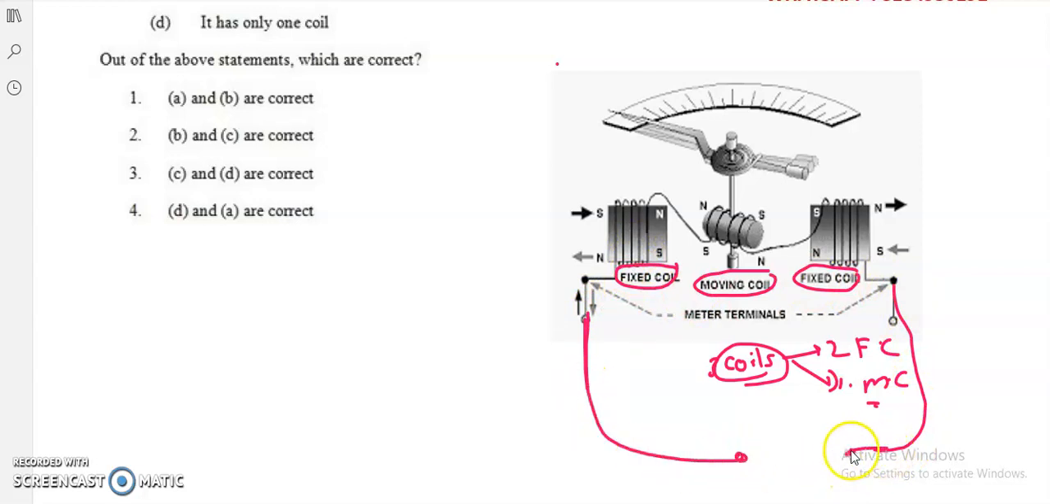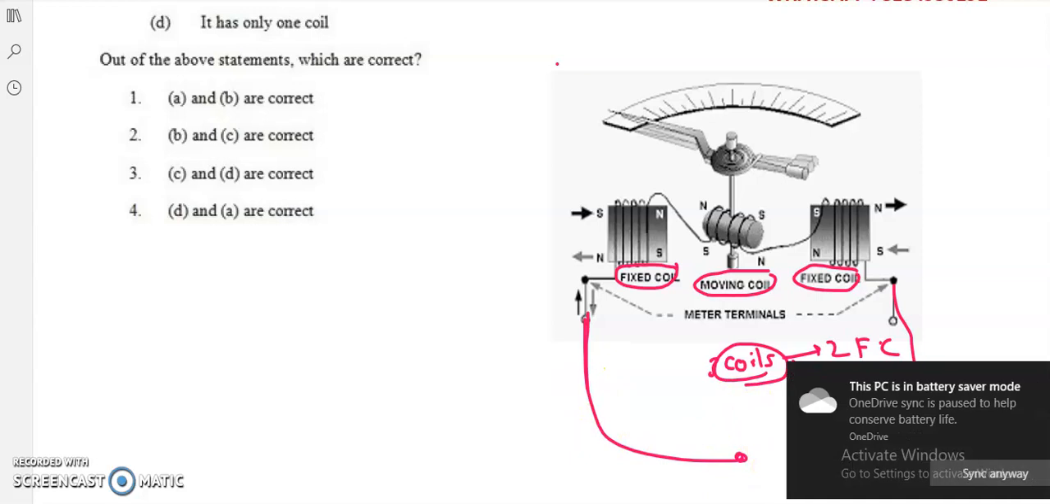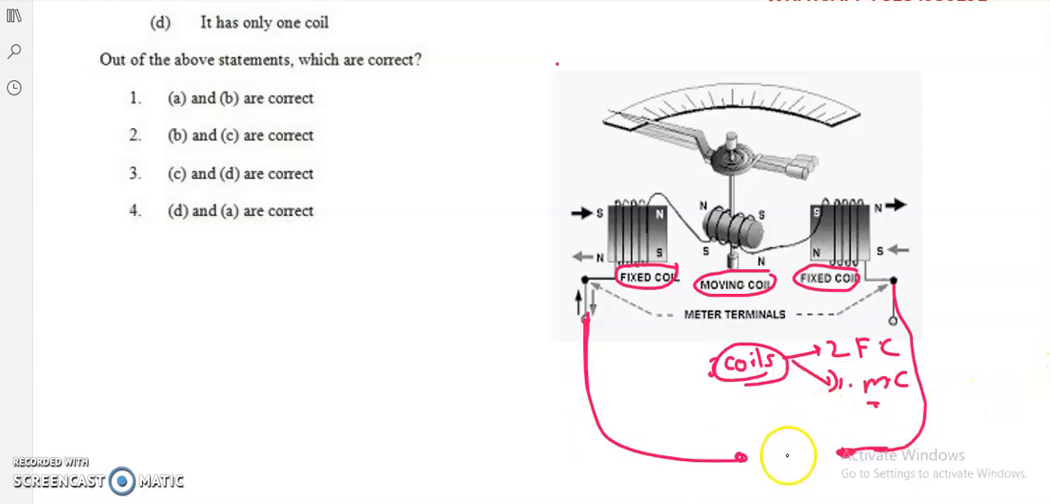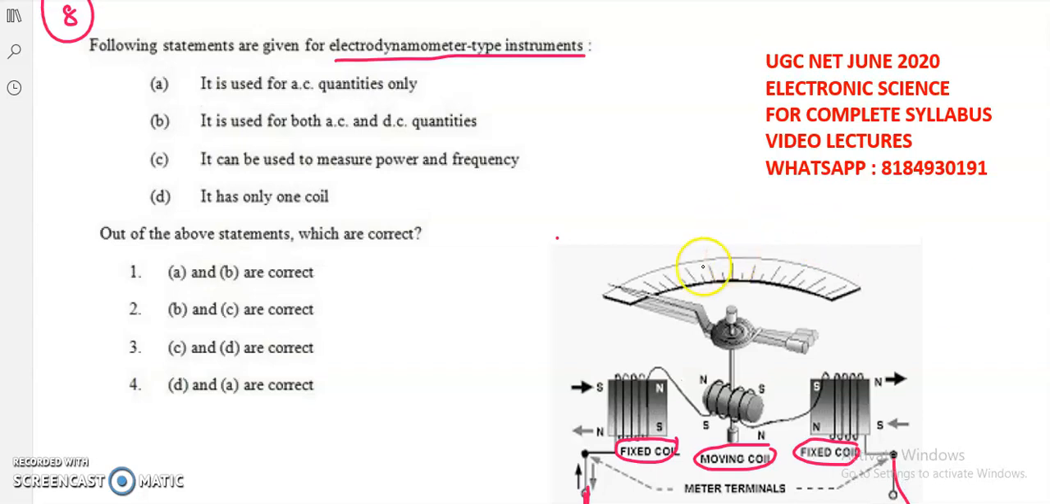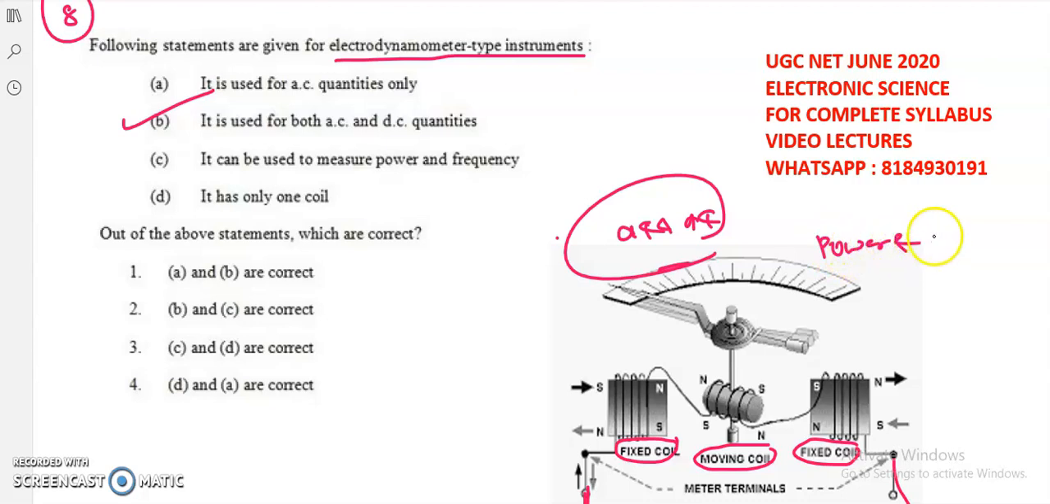Whatever you want to measure, you can apply that parameter. That means if you want to measure the voltage in the circuit at any one point, connect both these two points to that point of the circuit, then it starts reading the voltage. So this electrodynamometer is used to measure both AC as well as DC quantities. It is able to measure both the AC and DC. So obviously B is the correct one, and it is used to measure power and frequency also. Power of the signal and frequency of the signal, both can be measured.